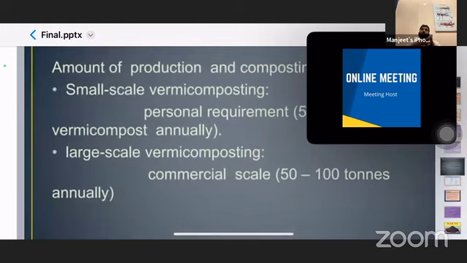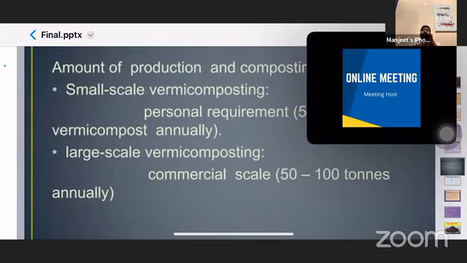So here are the types of vermicomposting. It may be small scale, or the second one is large scale, or you can say commercial vermicomposting. For amount of production, in small scale, personal requirement is 5 to 10 tons of vermicompost annually, very low production. But in large scale vermicomposting, there is around 50 to 100 tons annual production.